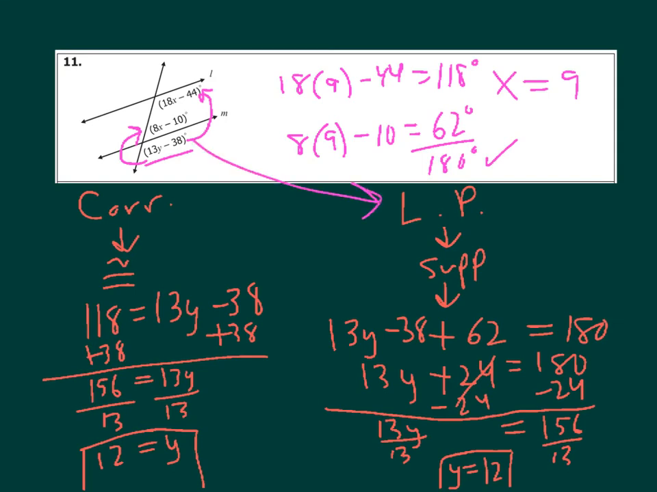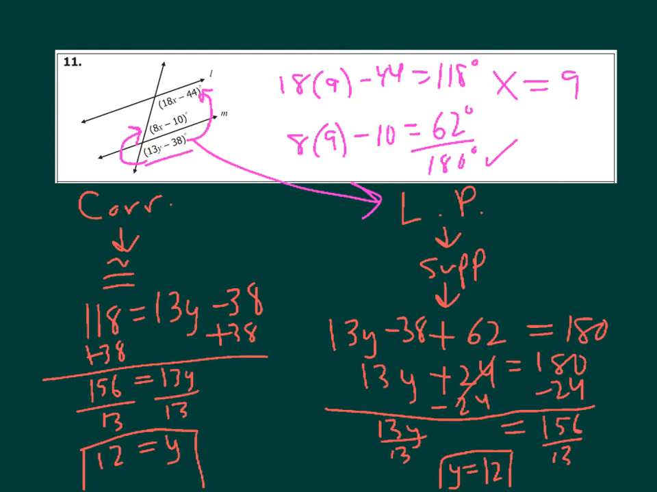And so as you follow down, I have linear pair implies supplementary, implies that two things add up to be 180. That's 13y minus 38 plus this angle. And that 8x minus 10 was worth 62 degrees. So 13y minus 38 plus 62 equals 180. As you follow the algebra down, I get y equals 12.